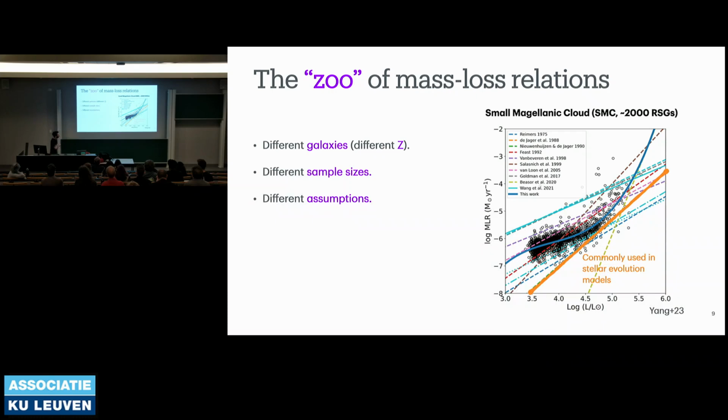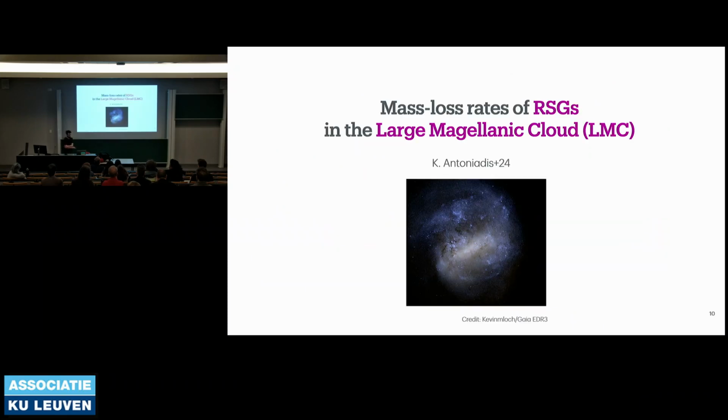Now I denote with orange the most commonly used prescription in stellar evolution models, the De Jager et al., but this study was only for around 10 red supergiants and is a study from the 80s, so we need to improve this. And most of these studies are empirical relations based on the dust shell properties, as I'm going to show you how they are derived.